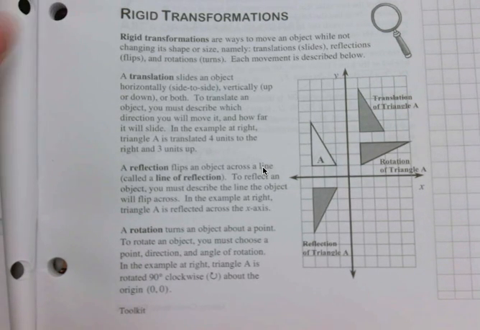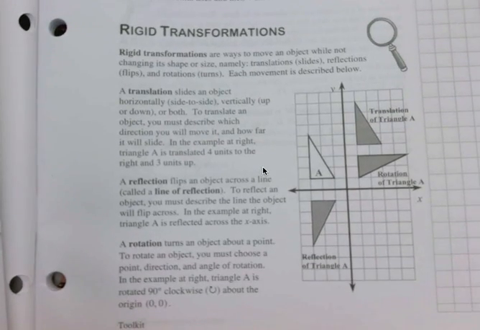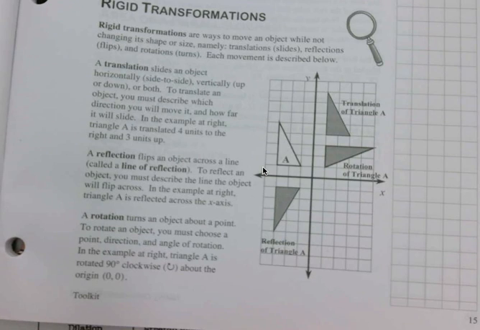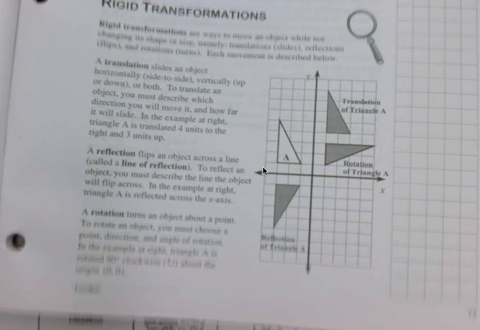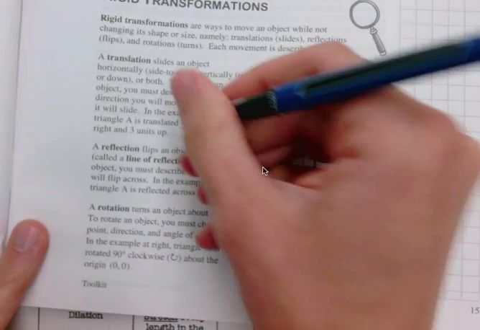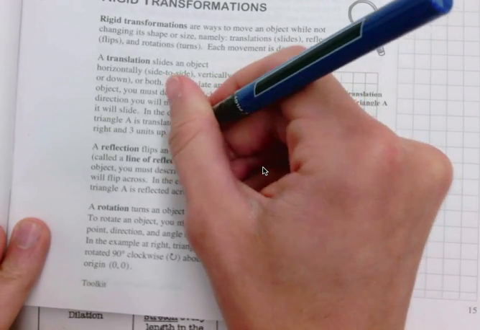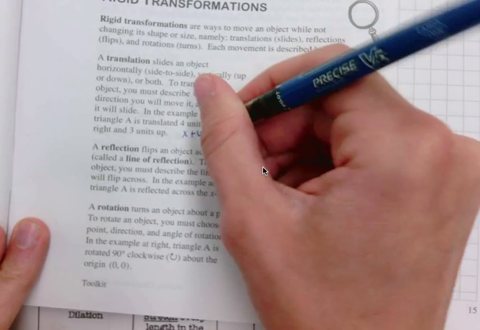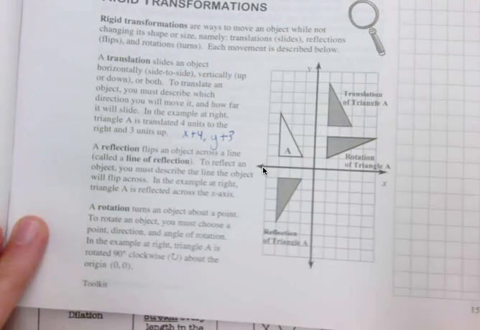And where did my pen go? Oh no! Oh well. We can record, oh here it is. We can record that as x plus 4, y plus 3.